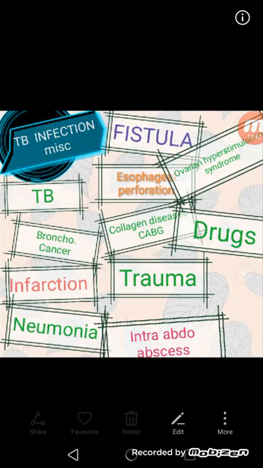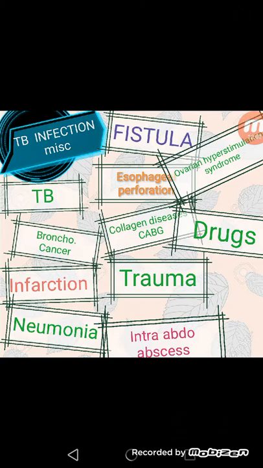So look at this. Come on now. TB, infection, miscellaneous. It is a trick for all the exudates, the exudative type of pleural effusion. So T for TB, B for bronchogenic carcinoma, I is for infection, I is for infarction. Okay, infection. So N first.